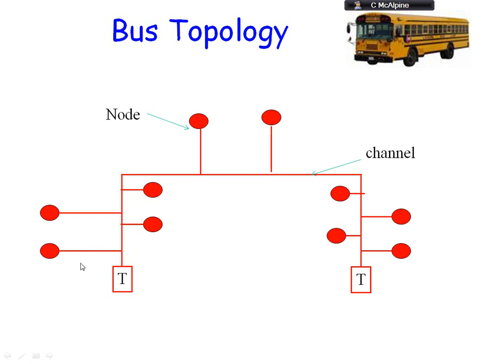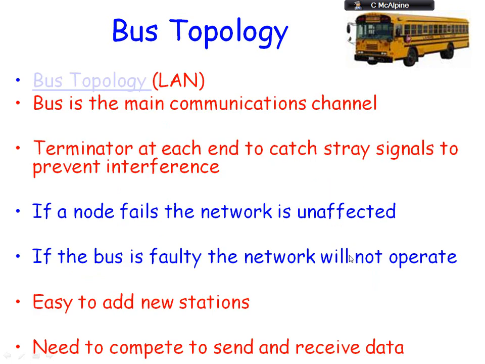If you just picture each of these nodes as a bus stop, if you take away a bus stop when a bus is out driving, the only problem is it can't stop there anymore. It doesn't stop the bus from continuing on its journey and transmitting the information anywhere else. Just to add a bit more to that, the bus has the main communications channel. It's got terminators at each end to catch stray signals, to stop them interfering and bouncing back into the network. If any of the nodes fails, then the whole network is unaffected, but that node is unable to communicate. But if the bus is faulty, the network will be unable to operate.